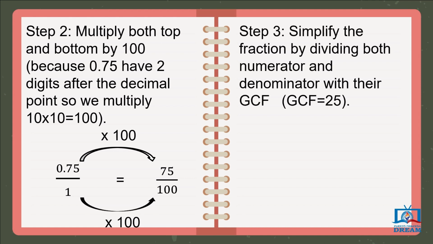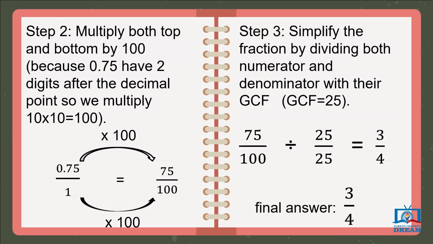Step 3. Simplify the fraction by dividing the numerator and denominator with their GCF. For this example, their GCF is 25. So we have 75 divided by 25 is equal to 3. 100 divided by 25 is equal to 4. So the final answer is 3/4.